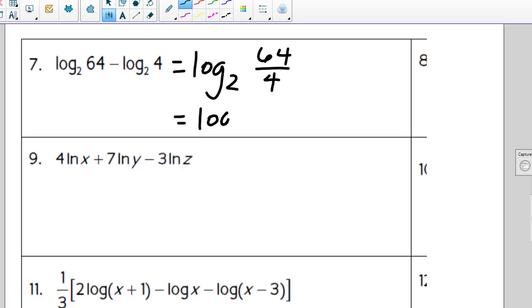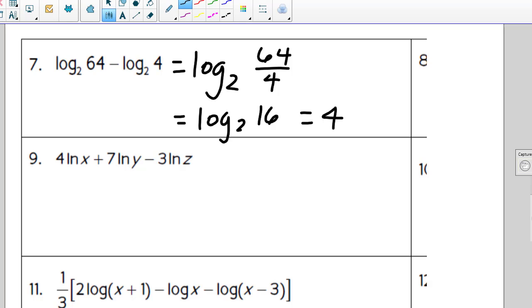Log base 2, I could go farther. 64 divided by 4 is 16. So that equals log base 2 of 16. What do we raise 2 to in order to get 16? The answer is 4. Yes, you could have done that as well, but in this case, the point was to practice the condensing.